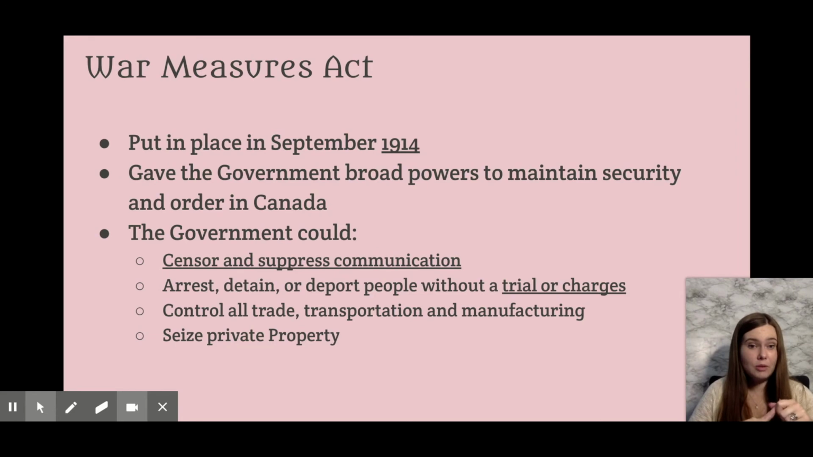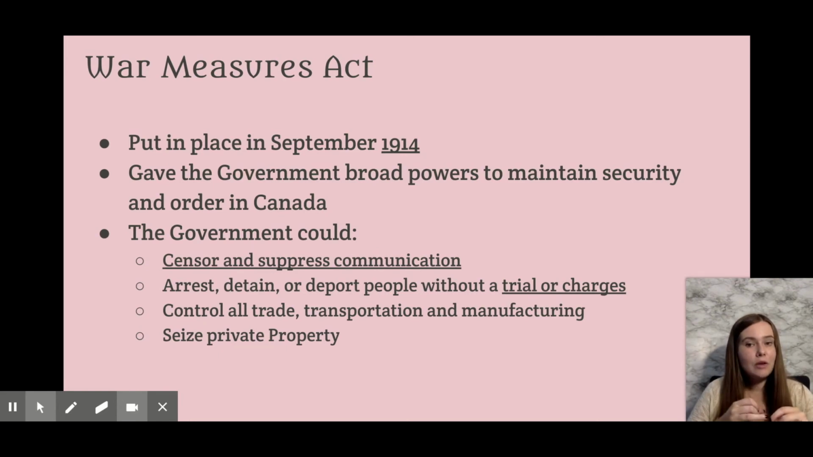One, being able to censor communication, so that means you control what people say and read. So they could shut down newspapers, they could shut down magazines. If they didn't like what certain people were saying in the media, they could stop them. They had that power to do so. Today, we tend to think of censorship being within Nazi Germany or within heavily communist countries run by dictators. But the War Measures Act during World War I gave the Canadian government the same abilities.